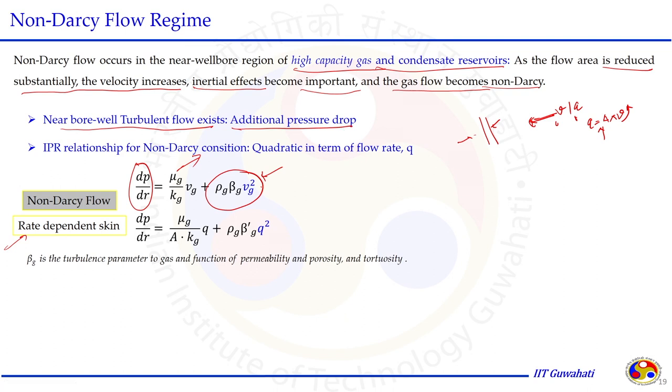But in the case of a gas reservoir, it is advisable to consider the non-Darcy effect in the IPR equation to have more accuracy in the expression. So the rate dependent skin that represents the non-Darcy flow can be expressed with the velocity squared term or the flow rate squared term here. It means the pressure drop by Darcy law is just with respect to Q, while in the non-Darcy case, it has a quadratic relationship with respect to flow rate.